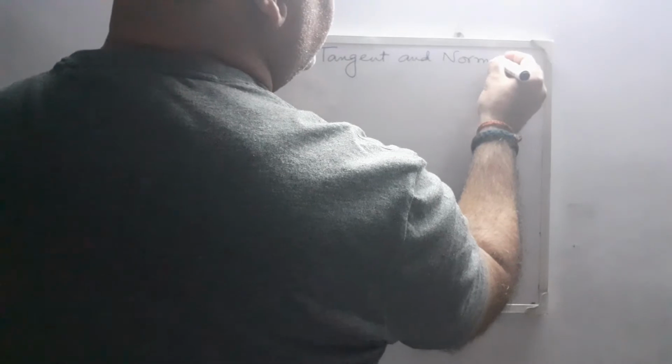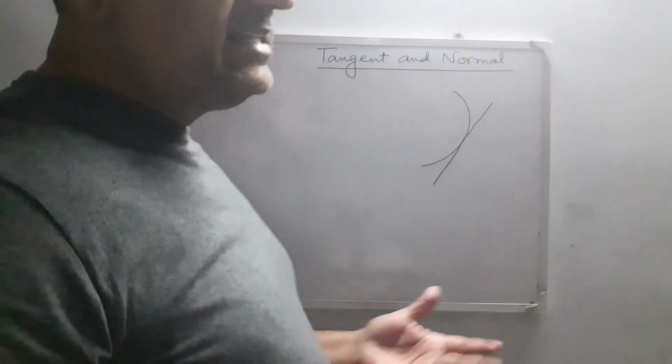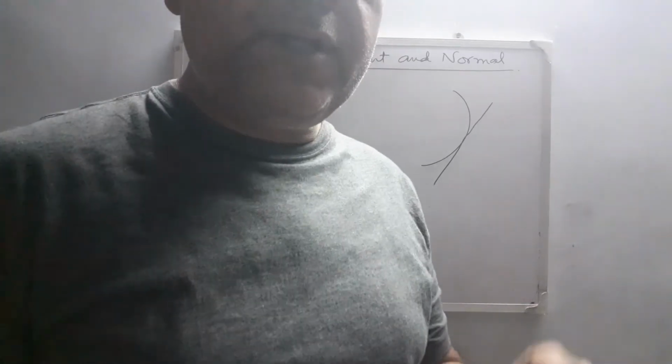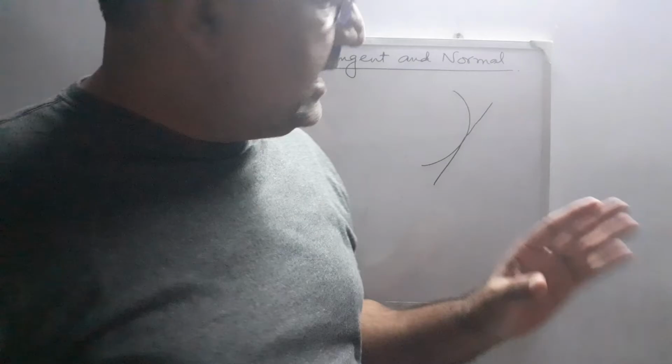Boys, before starting this topic, we have to first define what the actual word tangent stands for. In common use, we always know that a line which touches a curve is called a tangent. But this is not the actual definition of tangent. You can understand that a line touches a curve, then it is called a tangent.